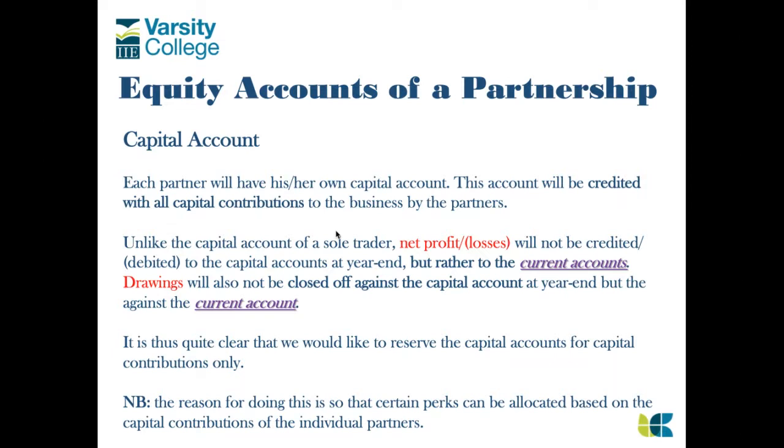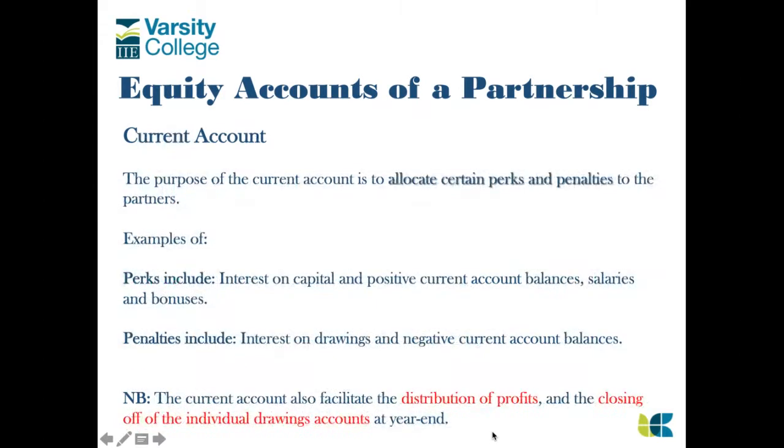Unlike the capital account of a sole trader, net profit or loss will not be credited or debited to the capital accounts at year end, but rather to the current accounts. Drawings will also not be closed off against the capital account at year end, but against the current account. The current account is for the respective partners, and you'll see how these things practically work when we link up on Thursday. It is thus quite clear that we would like to reserve the capital accounts for capital contributions only, nothing else, literally just capital contributions. The reason for doing this is so that certain perks can be allocated based on the capital contributions of the individual partners.